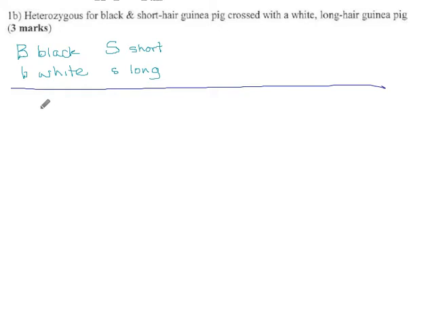Okay, so mom is heterozygous, big B, little b, big S, little s, that's what double heterozygous looks like, crossed with a white. White is a recessive trait, so you have to be double recessive to show it. And long hair, which means little s, for the dad.